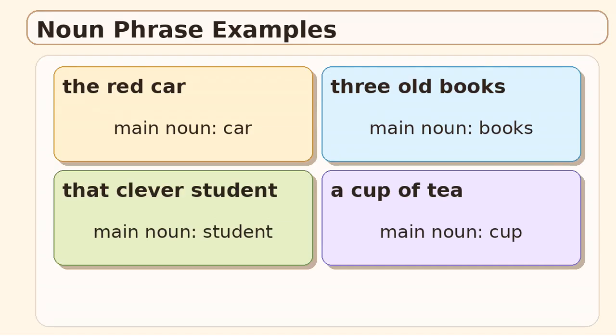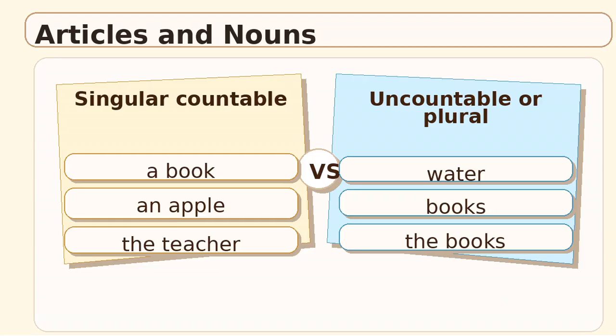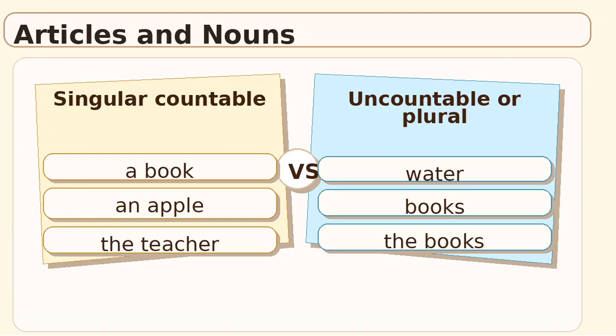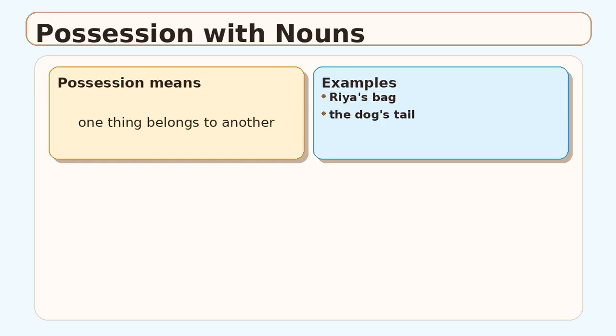In each phrase, look for the main noun at the center. The other words add detail, number, quality, or identification. Articles often appear before singular countable nouns. This is why learners must understand nouns well before mastering article usage. Nouns can also show possession. We often add apostrophe s to show that something belongs to someone or something.